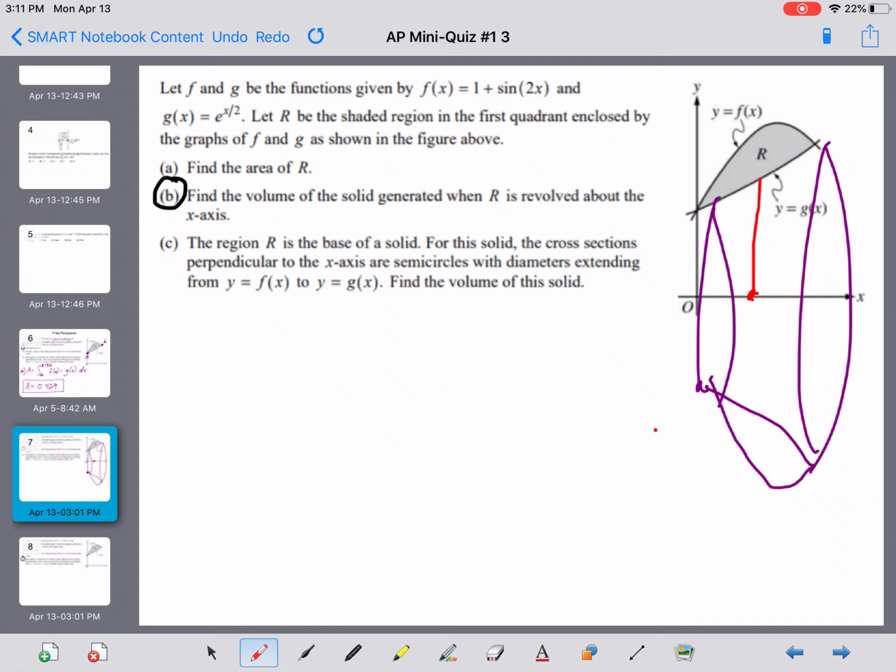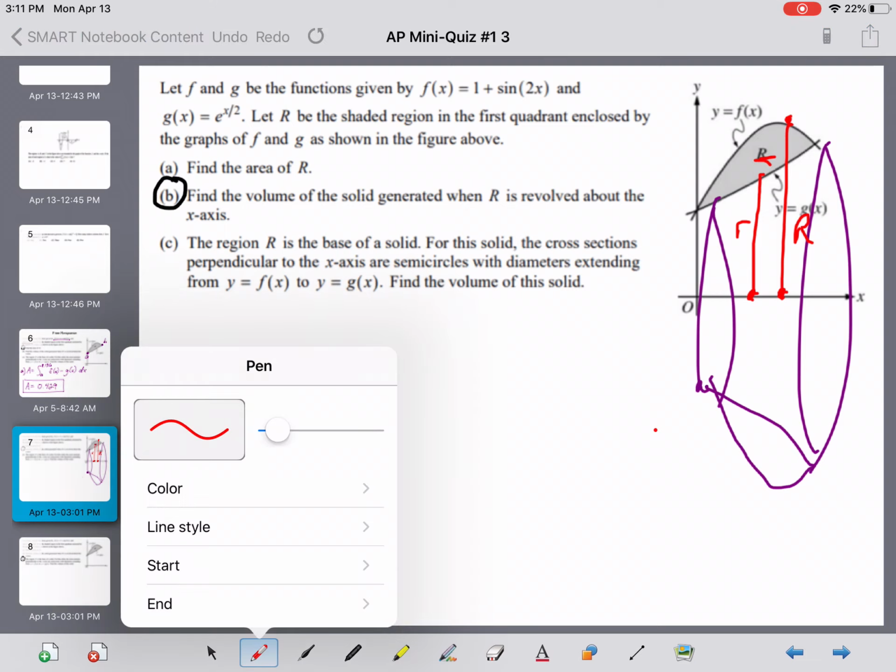So little r, the minor radius, goes to the first curve from the axis of revolution, and big R goes to the second curve. I really wish they hadn't used the variable r here to talk about that region right there, but that's what happened, so we'll run with it.